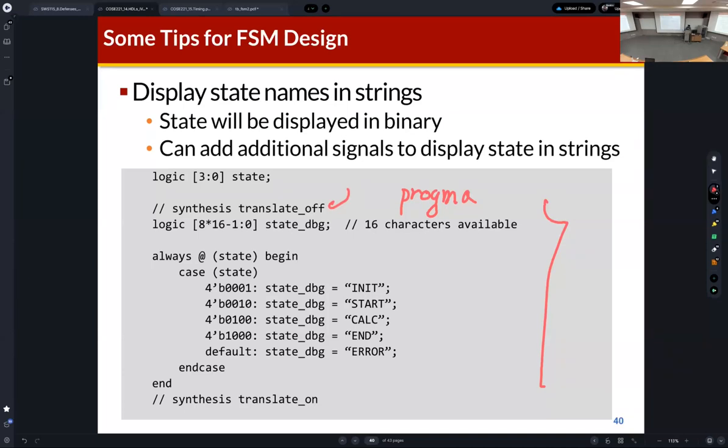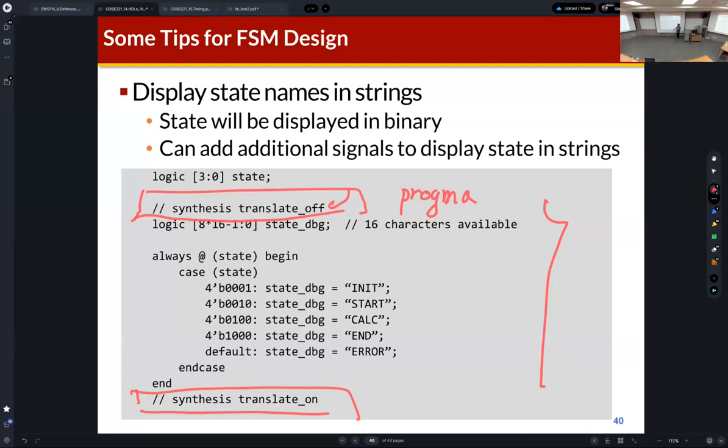So we need to turn on the synthesis. You can turn on the synthesis using the slash comment, synthesis translate on. After this line, the statements are synthesized. So we can use the special pragmas for debugging, like synthesis translate off or synthesis translate on. This data is string data, and if it is displayed on the waveform, we need to change the data type of the state debug in the waveform window, and after that, we can observe the state name in the waveform.